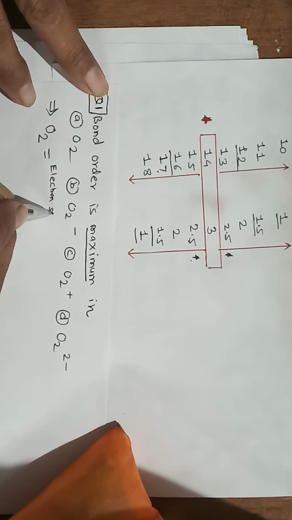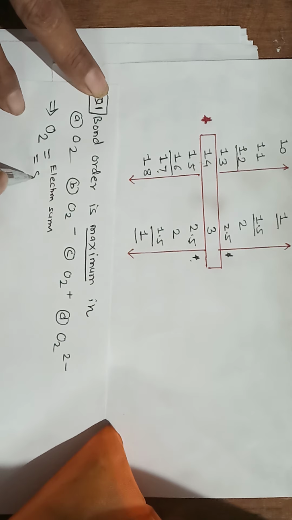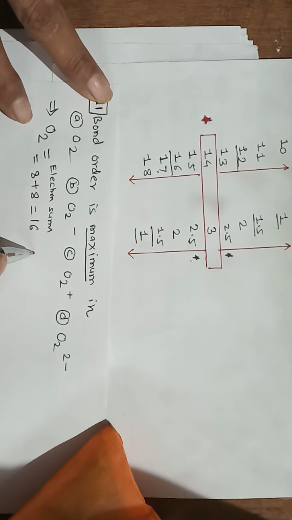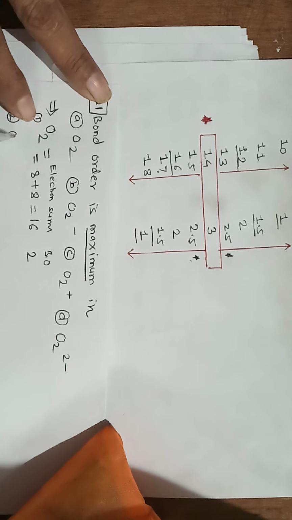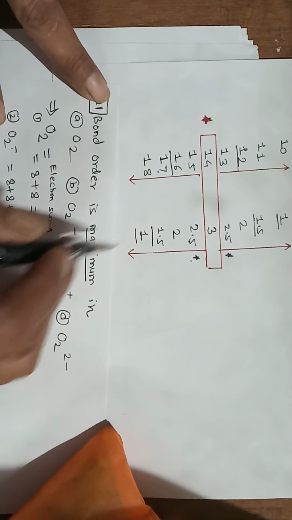What is the electron sum of oxygen? Oxygen has atomic number 8, there are two oxygens, so 8 and 8, that is 16. We have the chart: 16 has bond order 2, so the bond order is 2. Next is O2 minus. Remember, when there is a minus, oxygen atomic number 8, second oxygen atomic number 8, and minus 1 means we have to make it plus 1. So 8 and 8 is 16, 16 plus 1 is 17, and 17 has bond order 1.5.